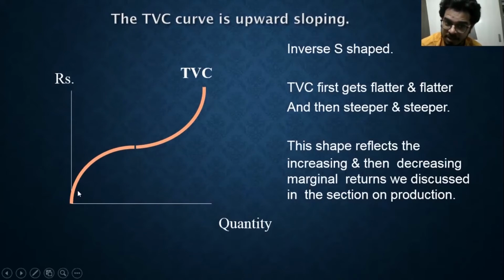Quantity of output is increasing, but in the first part, the total variable cost is increasing, but not at a faster rate. It is at a decreasing rate. But from this point to this point, quantity is increasing, total variable cost is increasing faster than the rate of rising quantity, or how it was behaving initially.